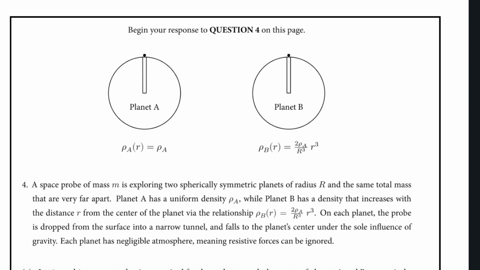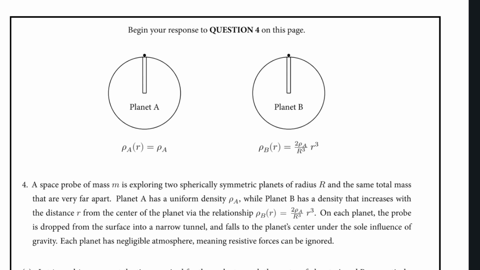Planet A has uniform density, while planet B has density that increases with the distance r from the center of the planet via this relationship. So that's the main part here. On each planet, the probe is dropped from the surface into a narrow tunnel and falls to the planet's center under the sole influence of each planet's gravity. Each planet has no atmosphere, so we can ignore any sort of friction with the air.